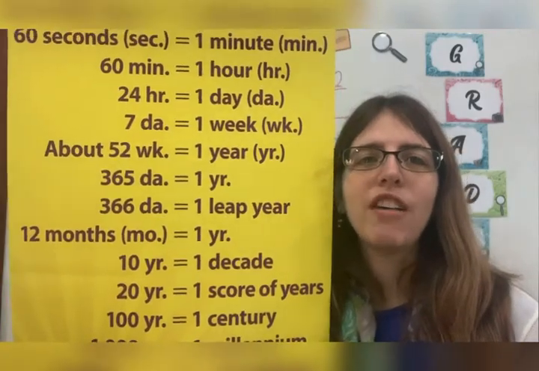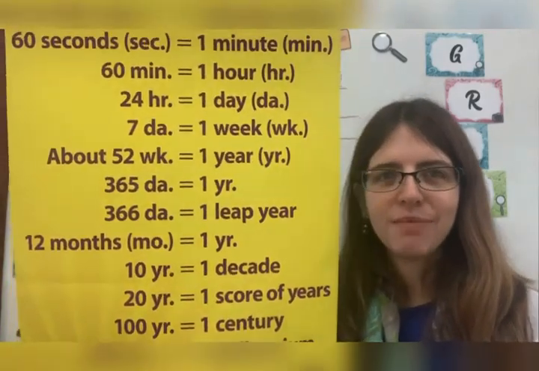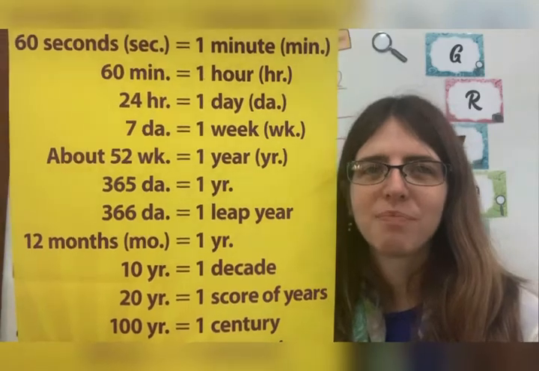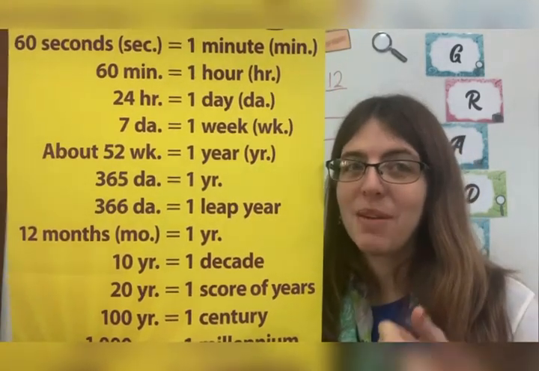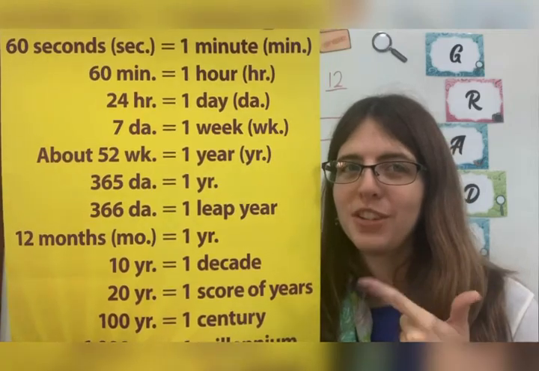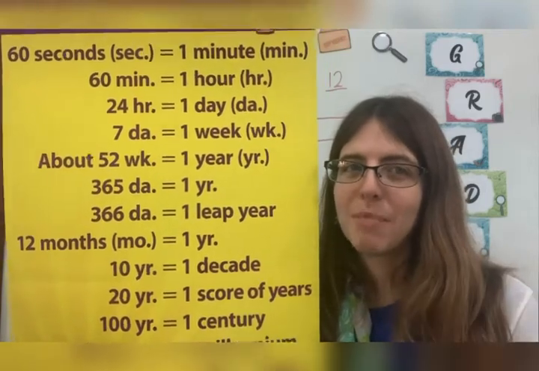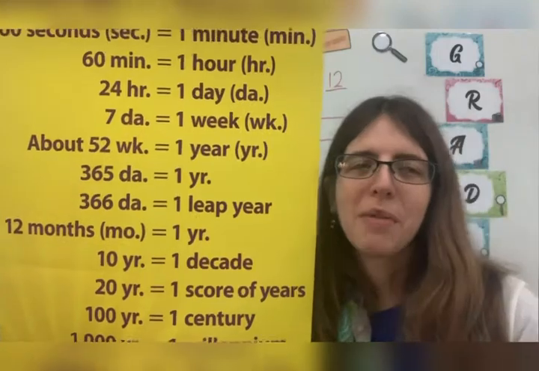There are 12 months in a year. Can you name all the months? January, February, March, April, May, June, July, August, September, October, November, December. You probably named them in Spanish, but anyway.